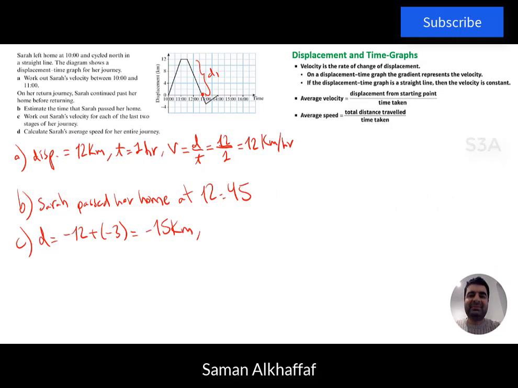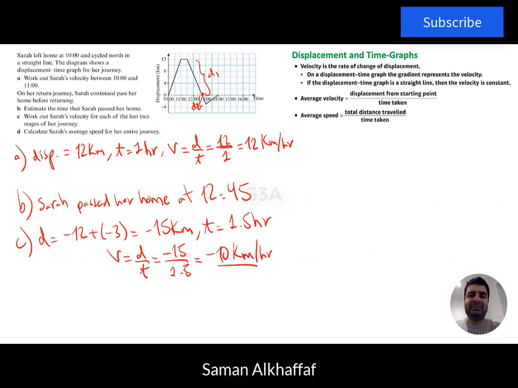And the time, as this is the first part and this is the second part, we add these two, which are the negative journey, minus 15 in this scenario, and the time will be 1.5 hours. Now, to find the velocity, we say v equals distance over time, so that will be minus 15 over 1.5, which gives us approximately minus 10 kilometers per hour.